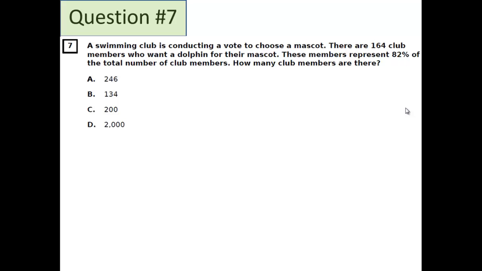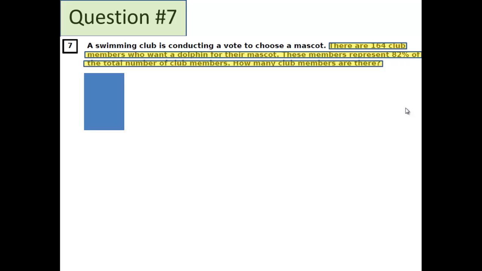There are 164 club members who want a dolphin for their mascot. These members represent 82% of the total number of club members. How many club members are there? All right, I'm looking at those answer choices. I'm going to ignore them right now because all I really want to do is focus on the problem. And there's a lot of key information in there, and I always like to circle it.